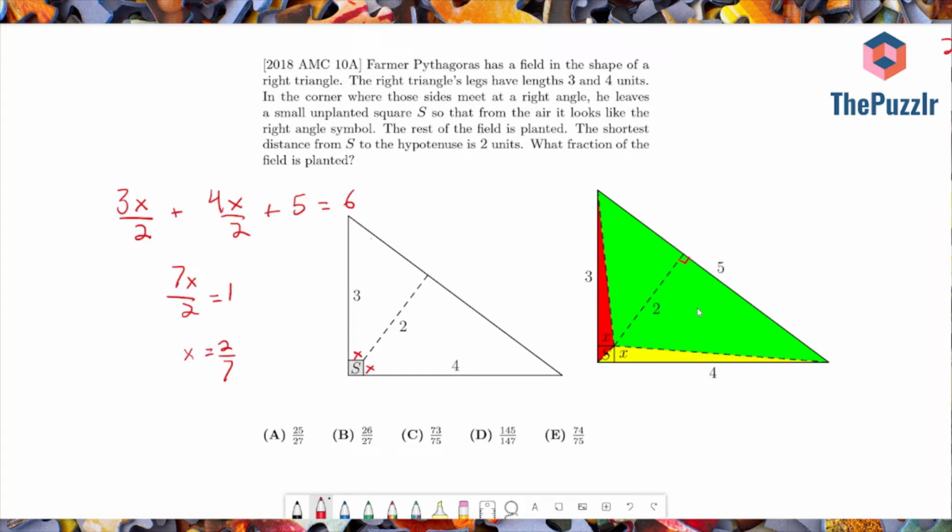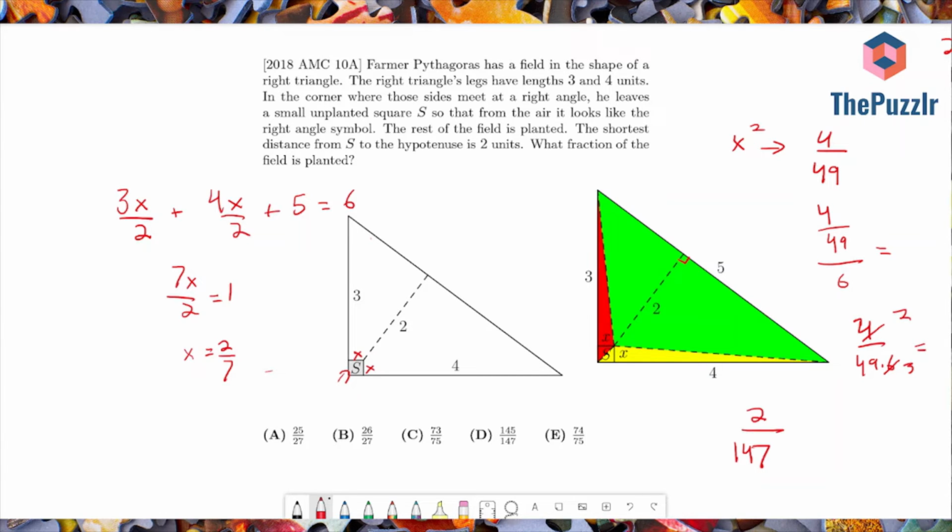If x equals 2/7, then the area of this square right here is x squared, which is 4 over 49. So the fraction of the field that is not planted is the area of that square over the total field. That is 4 over 49 over 6, which is 4 over 49 times 6. We can cancel out one of the 2s to give us 2 and 3 here, which is 2 over 147. Okay, so that is the fraction of the field that is not planted.